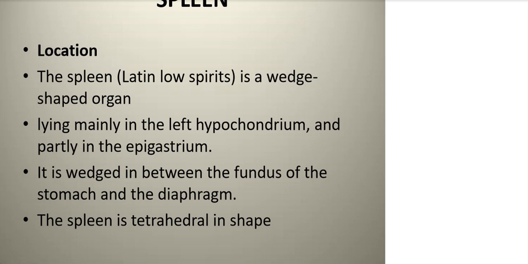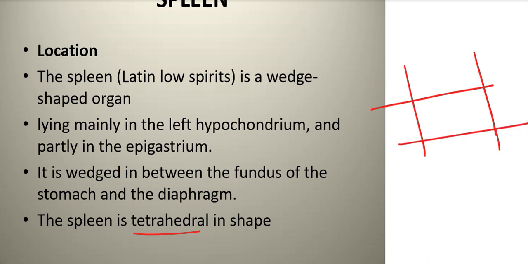The location of the spleen is the left hypochondrium and partially the epigastrium, and it is a wedge-shaped organ situated between the stomach and the diaphragm. The shape of the spleen is tetrahedral. So this is the nine regions of the abdomen, and the spleen is located in the left hypochondrium region and partly in the epigastrium.